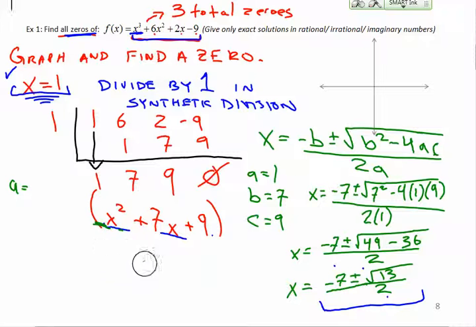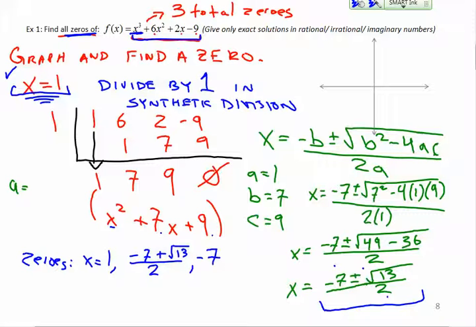Wait, so is that our final answer? So I'm going to show you right now how to write out your final answer. First of all, don't forget about your initial zero that we found from graphing, right? So my first zero is going to be 1. How about we write zeros? X equals 1. That was my first one, right? My second one is going to be negative 7 plus the square root of 13, all of that divided by 2, right? And my third one is going to be negative 7 minus the square root of 13, all of that divided by 2.